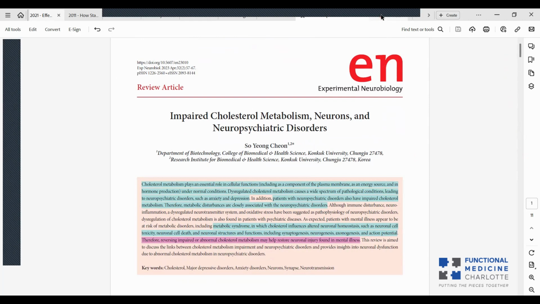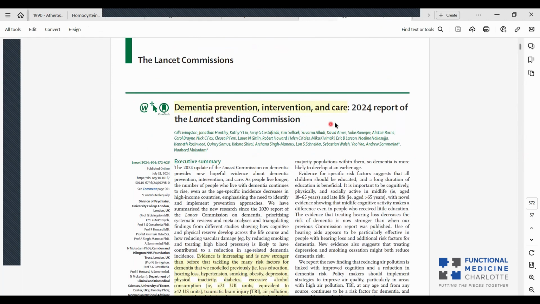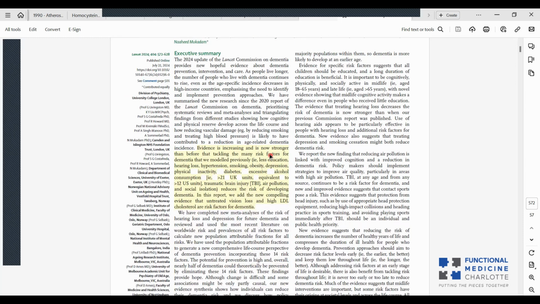Well, here's a new paper called Dementia Prevention, Intervention, and Care. Just came out in the journal The Lancet for 2024. And this paper is 57 pages long. We're not going to read through this, but what's huge about this is this was a commission that added 2 more risk factors for dementia development. Okay, so let's look at those.